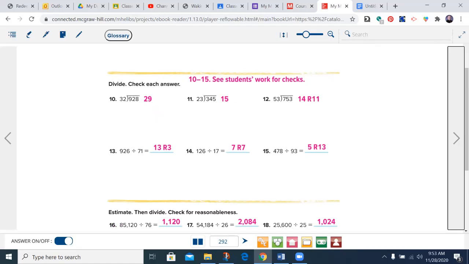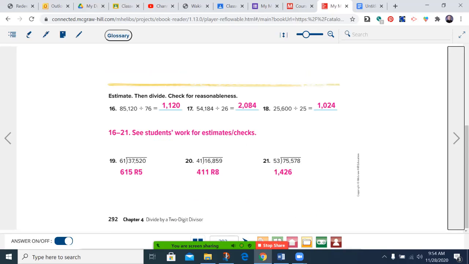Next row, where you needed to do one of these three. 13, 926 divided by 71 is 13, remainder 3. Number 14, 126 divided by 17 is 7, remainder 7. Number 15, 478 divided by 93 is 5, remainder 13. Now on this row, where you need to do one of these, estimate, then divide, check for reasonableness. Realistically, the division is the part that's being graded on it. Estimating isn't a bad idea to make as part of your natural process.